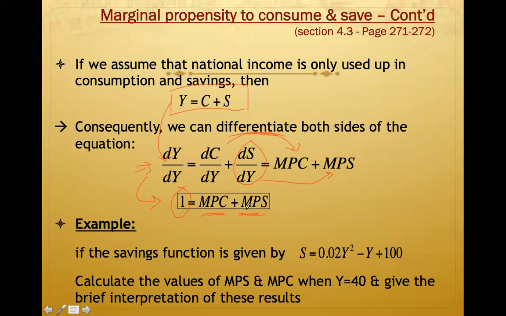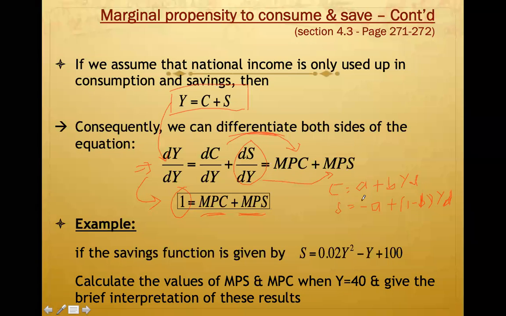This is the easiest way to calculate MPS or MPC if one of them is already known. But the problem is the equation is not linear. If linear, for example, C is a plus b times Y, so the saving is simply minus a plus 1 minus b times Y. But yeah, this is just for a linear function.